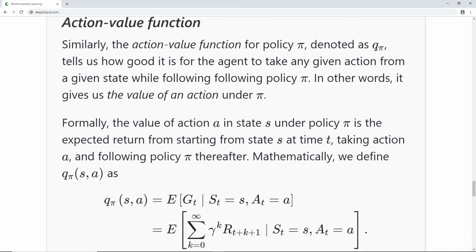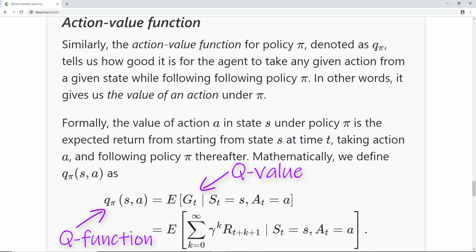Similarly, the action value function for policy pi, denoted as q sub pi, tells us how good it is for the agent to take any given action from any given state while following policy pi. In other words, it gives us the value of an action under pi. Formally, the value of action a in state s under policy pi is the expected return from starting in state s at time t, then taking action a, and following policy pi thereafter. Conventionally, the action value function q sub pi is referred to as the Q function, and the output from the function for any given state action pair is called a Q value. The letter Q is used to represent the quality of taking a given action in a given state. We'll be working with Q functions quite a lot going forward.